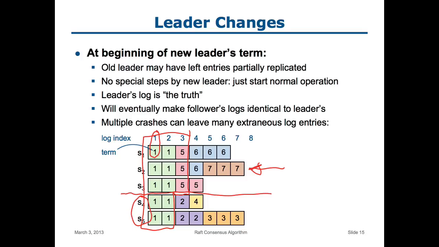But first, I want to talk about correctness and safety. How do we know that the system is behaving in a correct way and that we're not losing some information that's important? Because you can see clearly here, we're going to have to throw away some log entries in order to bring everything back into consistency. So how do we do that in a safe fashion?